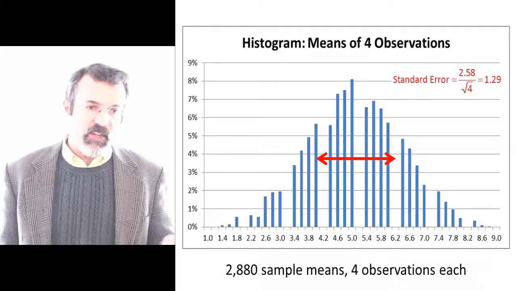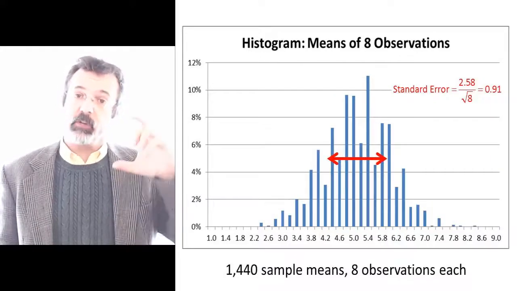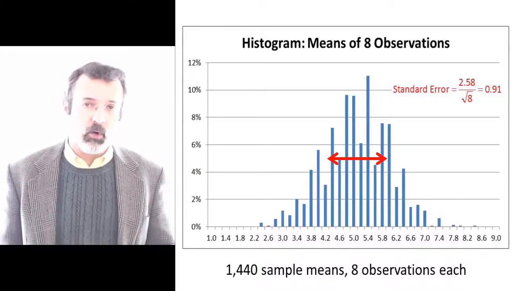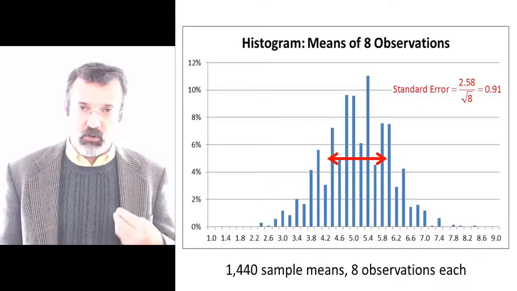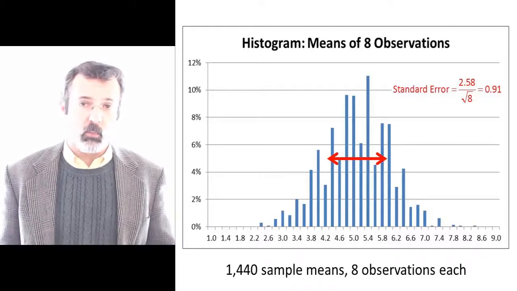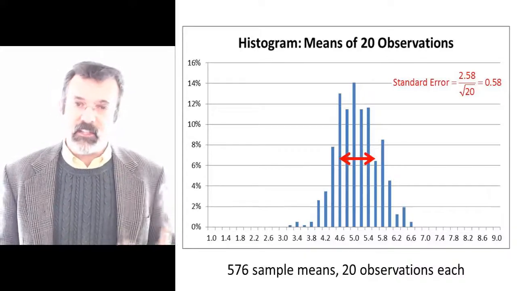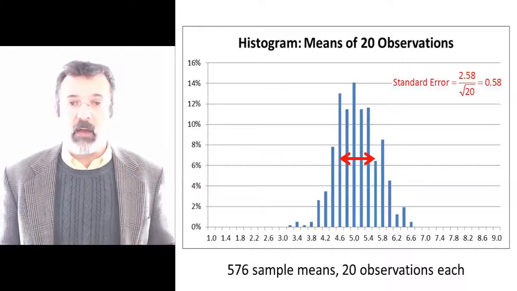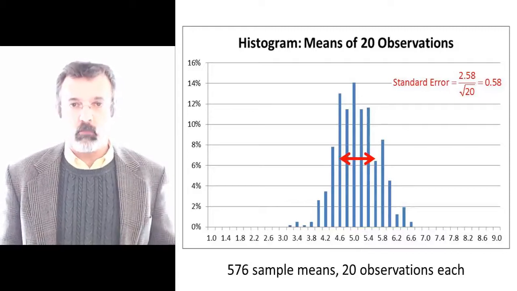If we take our 11,520 observations and group them into sets of 8 and take the average of each set of 8, again we get a bunch of sample means. In this case, 1,440. These sample means are distributed around this center point of 5, and the standard error of these sample means is 2.58 divided by the square root of 8, or 0.91. Similarly, we can take groups of 20 observations. The 576 sample means, each of which is based on 20 observations, are distributed around this center point of 5 with a standard error of 2.58 divided by the square root of 20, or 0.58.